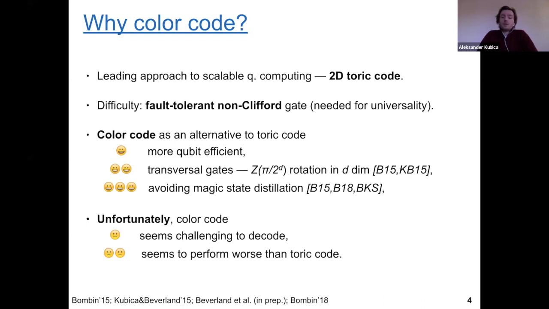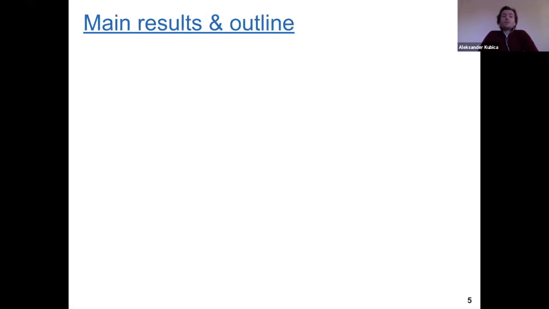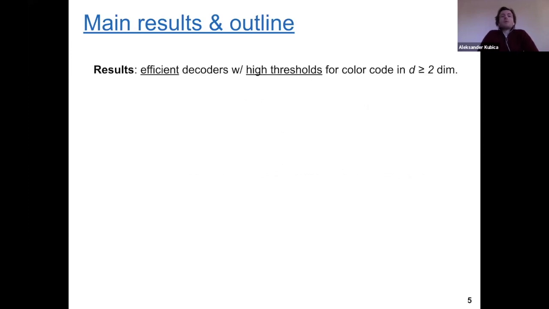Unfortunately, there seem to be some issues with the color code, and namely, the color code seems more challenging to decode, and it also seems to perform worse than the toric code. However, those issues are not a real problem, as we'll see. Which brings me to the main result of the talk. In the talk, I will describe two efficient decoders with high thresholds for the color code in 2 or more dimensions.